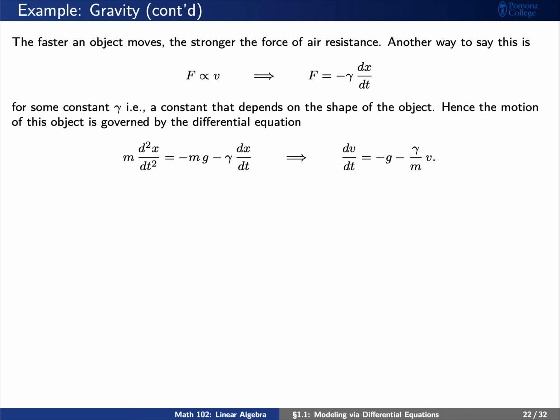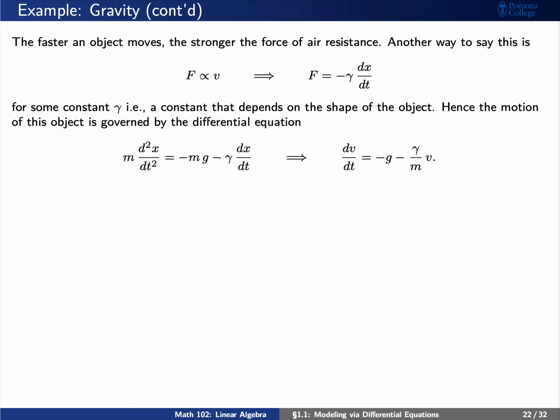Notice that we have a negative because, of course, air resistance is a force that goes in the opposite direction from the velocity. Hence, the motion of this object is governed by another differential equation. Here, remember that we need the sum of the forces. So we have m times a, that is m times d squared x/dt squared, has to equal the sum of the forces. We have negative mg, which is the force due to gravity, and then minus gamma dx/dt, which is the force due to air resistance. After dividing by m, we find that dv/dt equals negative g minus gamma over m times v.